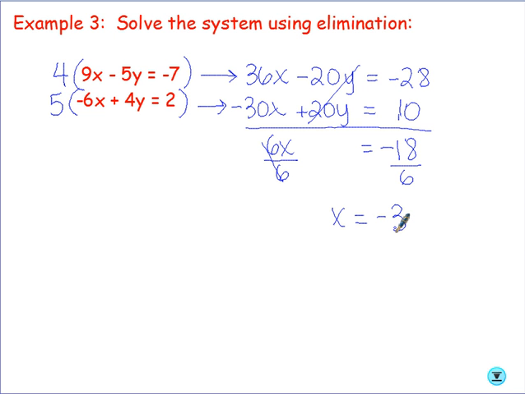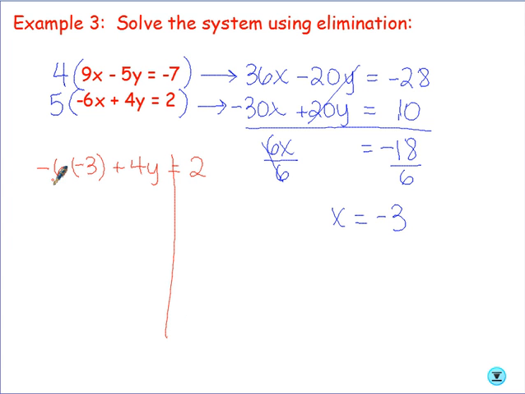Hopefully you got the x part right. Let's look at the y part. I'm going to plug that into the bottom equation because again it's smaller numbers. I'm putting it in place of x. Negative 6 parentheses negative 3 plus 4y equals 2.